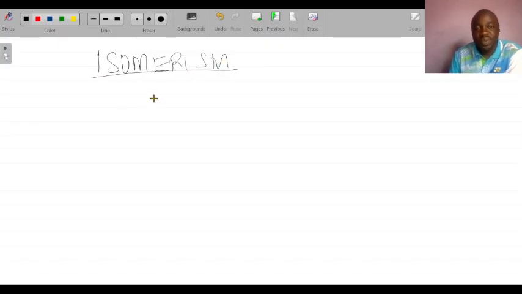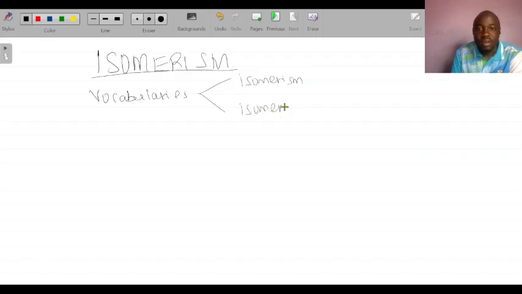So, as a student, when you hear isomerism, what comes to your mind? Here, there are two vocabularies. We have isomerism itself, then we have the isomers. So we need to ask ourselves, what is this we are calling isomerism?